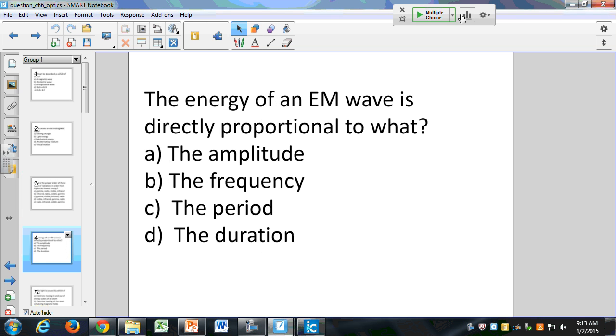Okay. The energy of an electromagnetic wave is directly proportional to which of these? The amplitude, the frequency, the period, or the duration? Directly proportional. So if this thing goes up, the energy goes up. Alice asked about the electromagnetic spectrum.